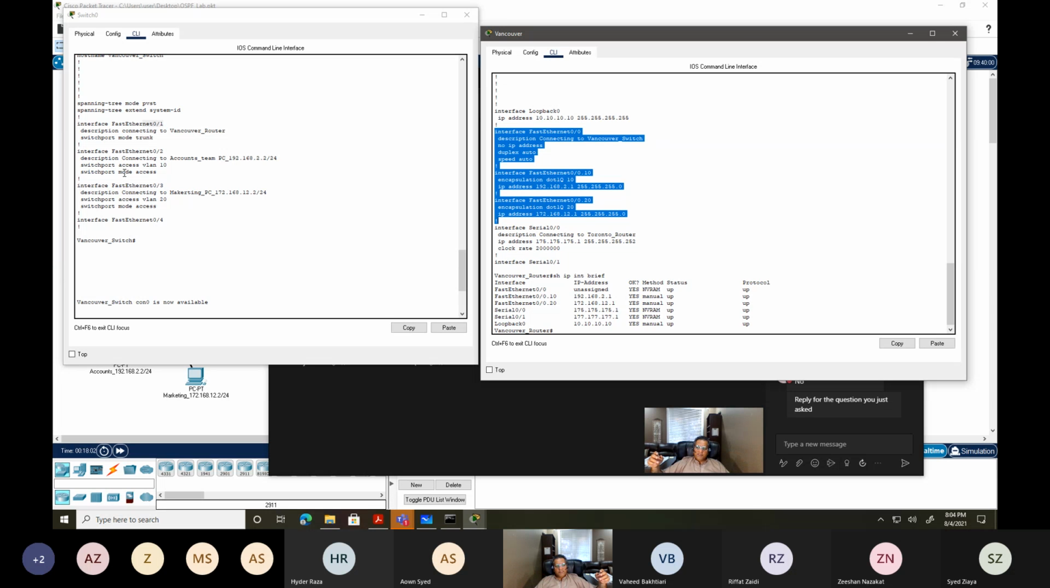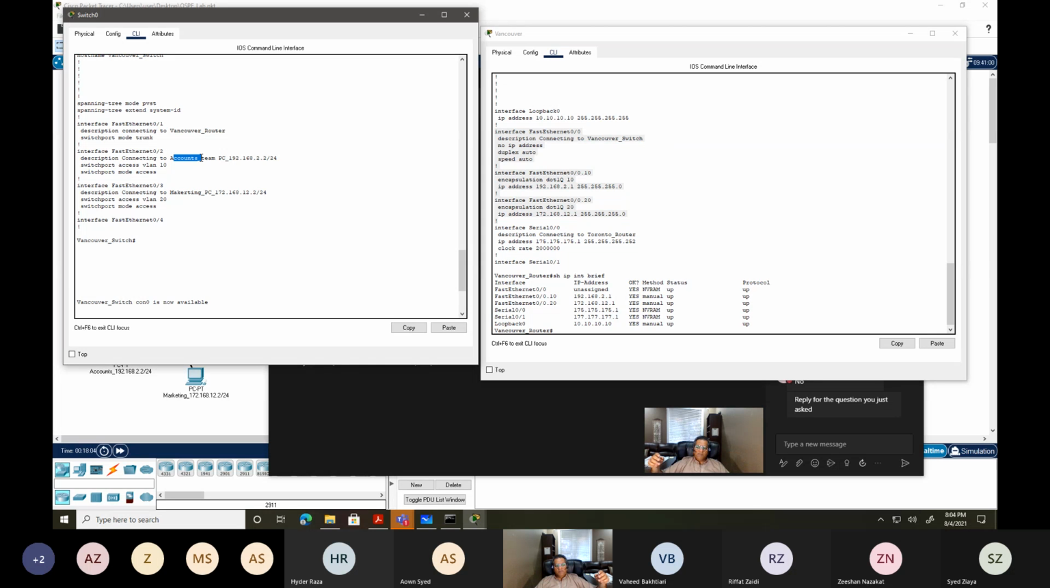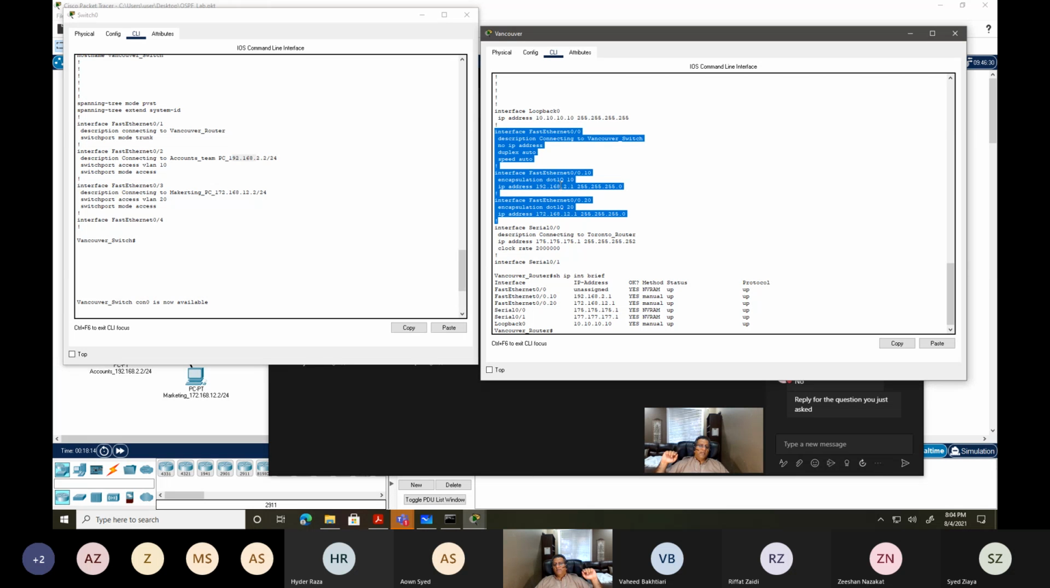So any PCs under the accounts team, I might have some more interfaces with 192.168.2.10, 2.11, 2.12, 2.13. For everybody, this would be their default gateway. If they want to go out on the internet, or go to the Toronto office or the Montreal office, they have to send the traffic to this interface on the router, because the router is the one that decides how to take the traffic to the destination.